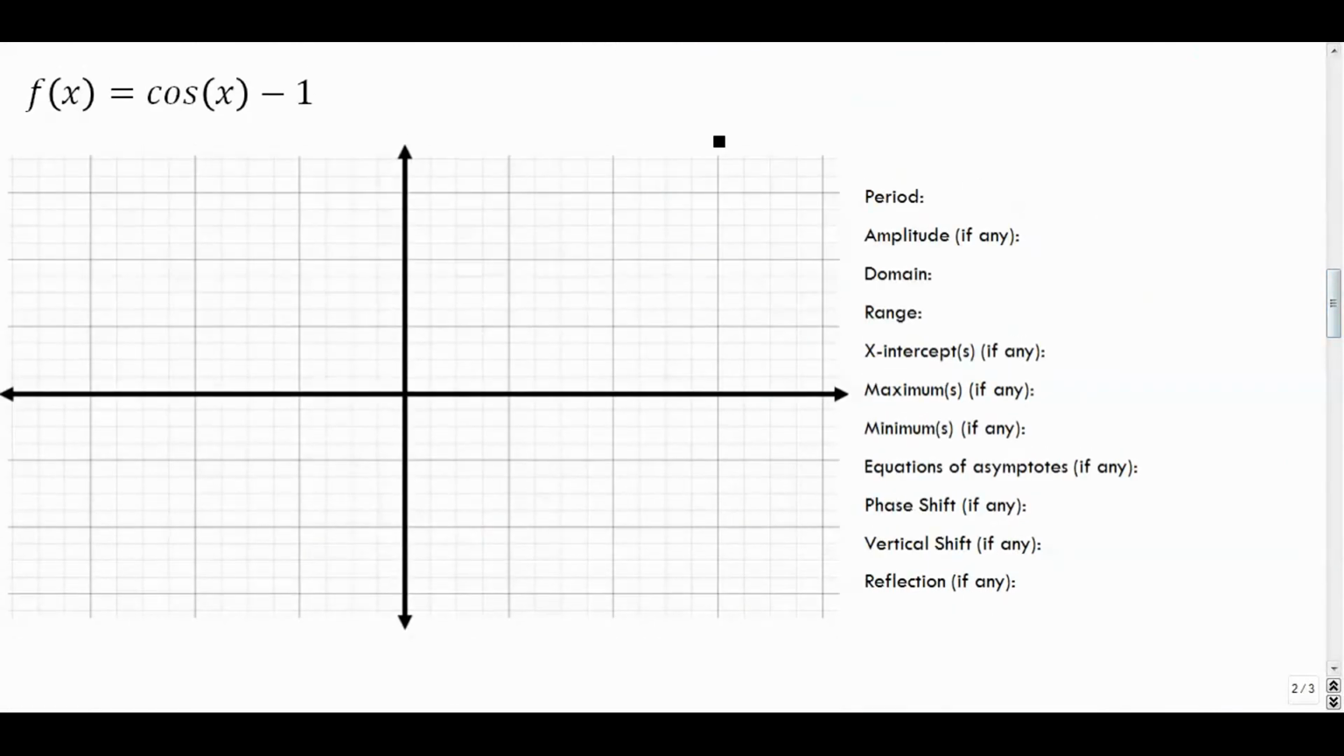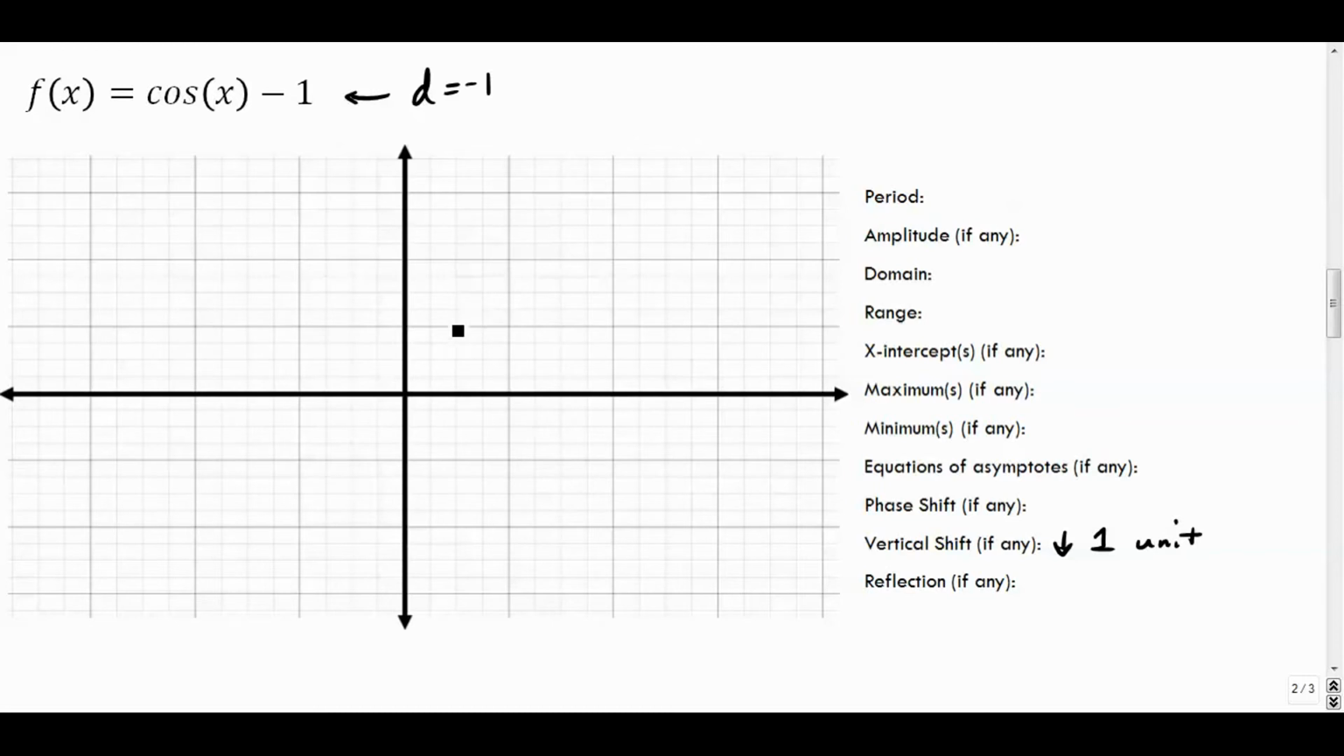Okay, number 2. Here we don't have an amplitude change at all. There's still a 1 in front. Our period doesn't change. Our B value is 1. We don't have a C value. It's essentially 0. But our D value is negative 1. So that's a vertical translation, a vertical shift. So that's going to be down 1 unit.